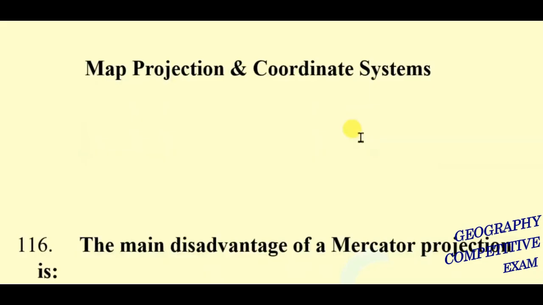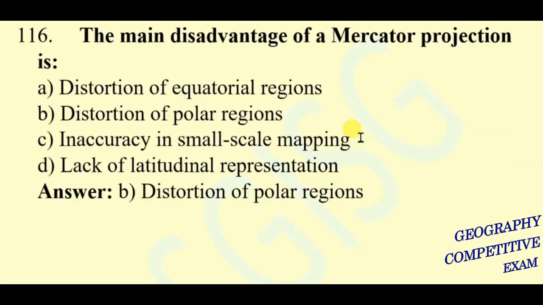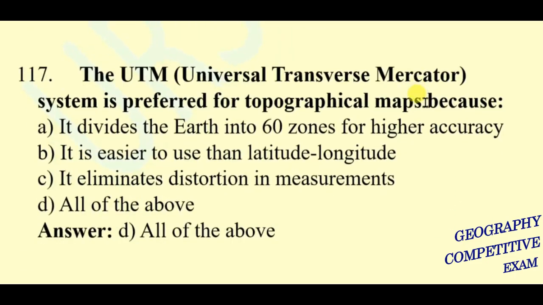Question category: map projection and coordinate systems. Question number 116. The main advantage of a Mercator projection is distortion of equatorial regions, distortion of polar regions, inaccuracy in small scale mapping, lack of latitudinal representation. Here the right answer will be distortion of polar regions. So it is suitable for equatorial region, is Mercator projection.